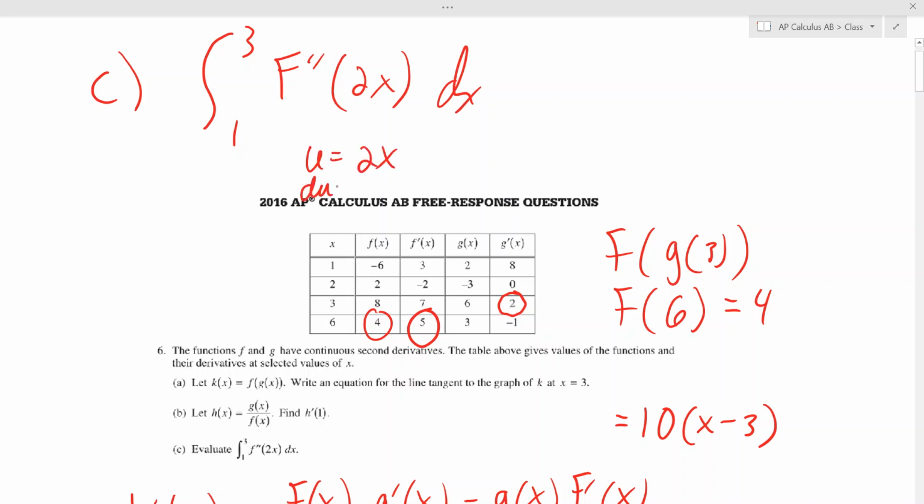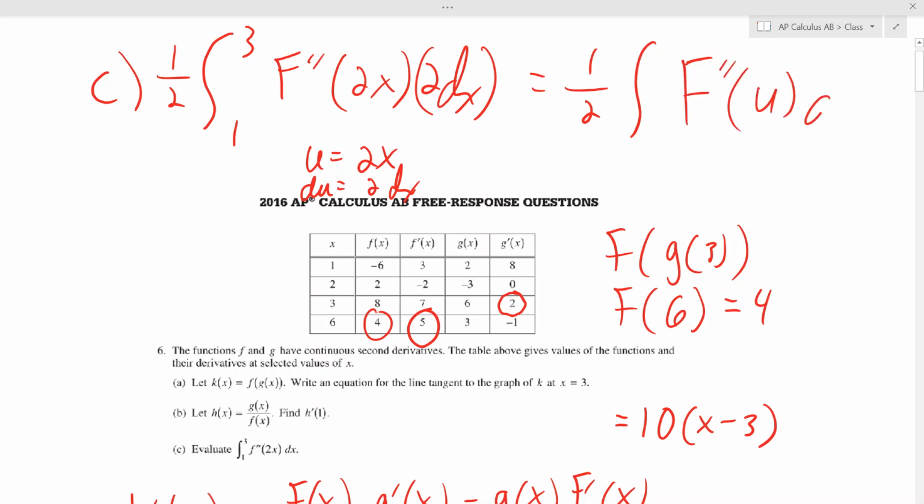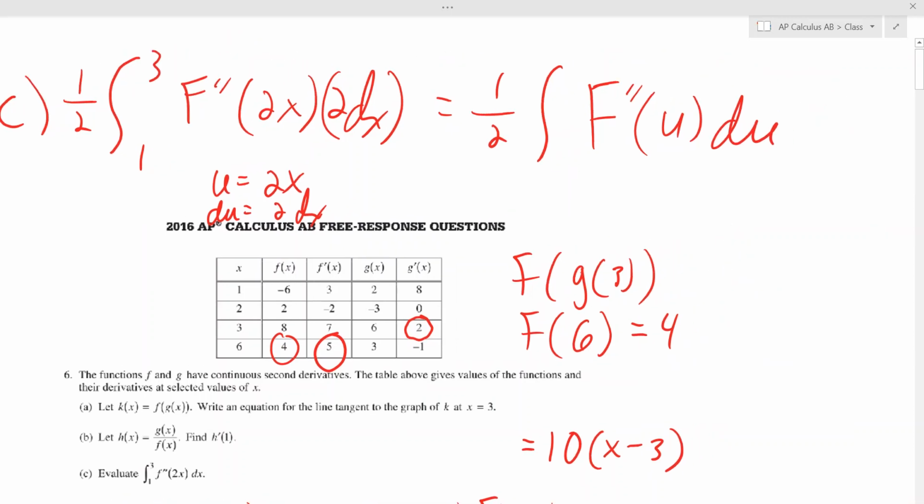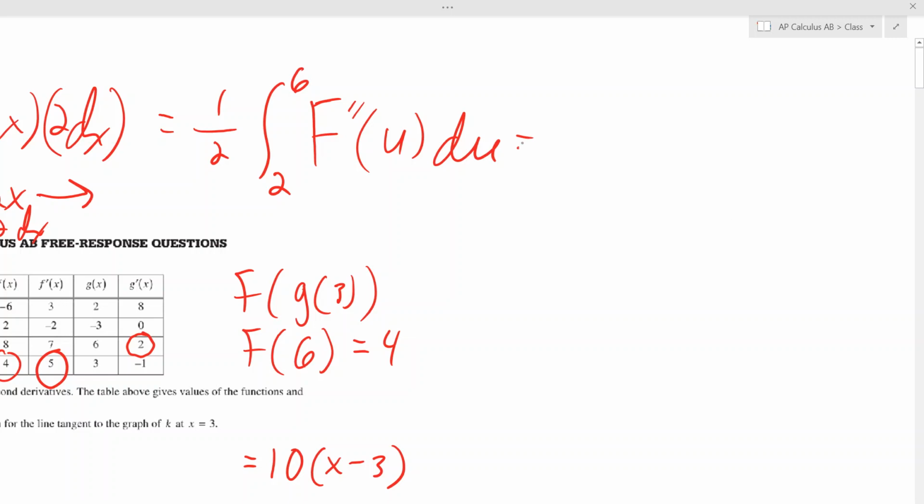So u is 2x, which means du is 2 dx, which means we got to put a 2 in here to handle this integral and a 1/2 out front. So this actually becomes 1/2 the integral of F double prime of u du. And because we're switching to u, we're going to change our limits, right? The 1 and the 3, that's what x are. But if x is 1, u is 2 times 1, which is 2. And if x is 3, u is 2 times 3, which is 6. So that's our integral. So that becomes 1/2 the integral of F double prime of u, which is just F prime of u from 2 to 6.